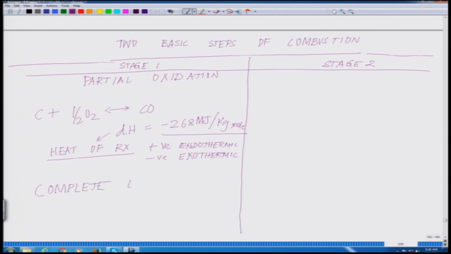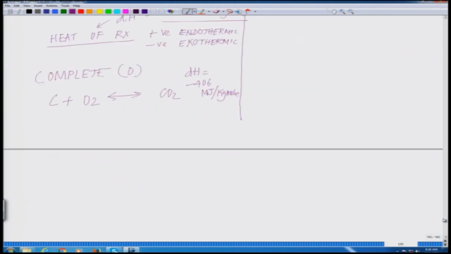Now, if the same carbon goes through a complete oxidation, C plus O2 making CO2, and you compare the heat of the reaction, the ΔH value will be almost minus 406 megajoule per kilogram mole. And the third reaction in stage 1 involves the water gas mixture, where, let me just continue in the next page.